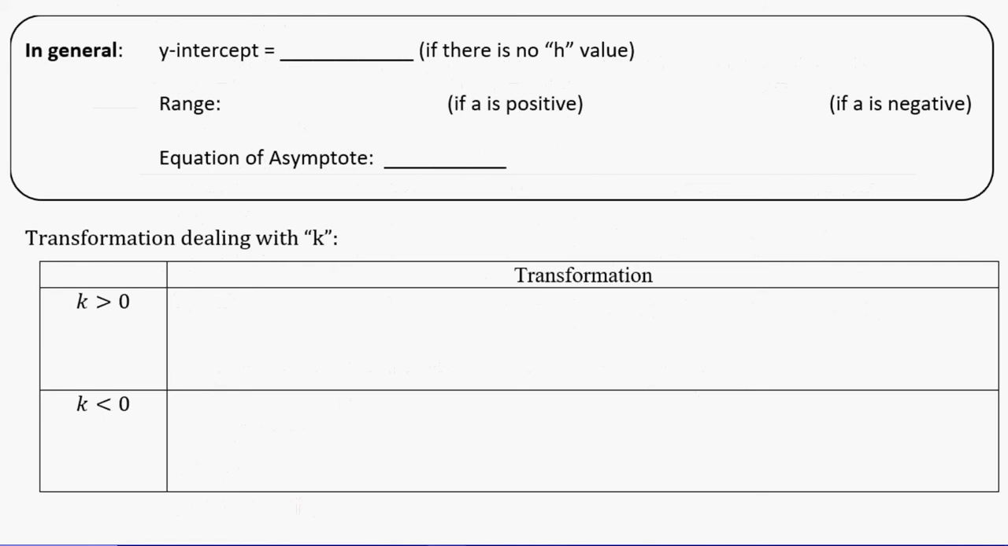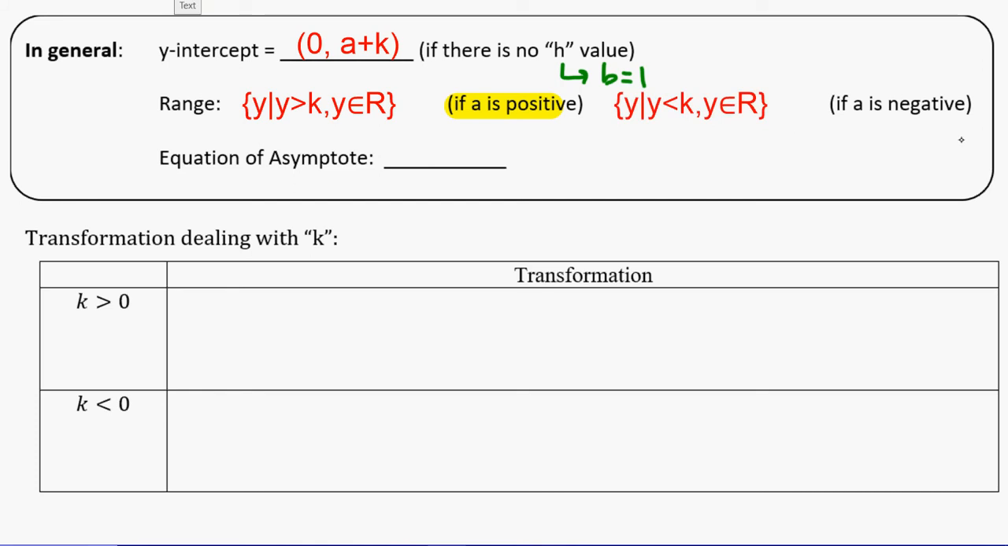All right, how can we write this up? Well, this is actually probably the most complex. This one changes the most. Our y-intercept will always be y equals a plus k, and again, this is only if there's no h value and our b value is equal to 1, which we'll talk about in a few minutes. Our range, y is greater than k. This is if a is positive. And then the other one here is y less than k, and this is if our a is negative.